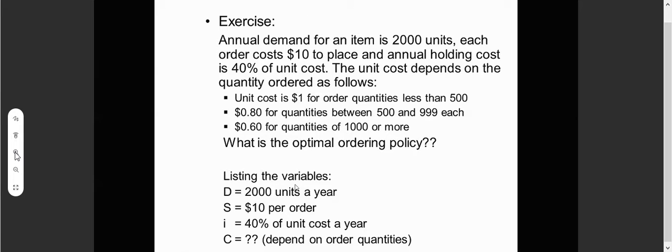So we identify all the data or values that we need to analyze in our quantity discount model. We list the variables here: demand 2,000, ordering cost is 10 ringgit, holding cost is 40% of the unit cost per year, and the holding cost depends on the order quantity.